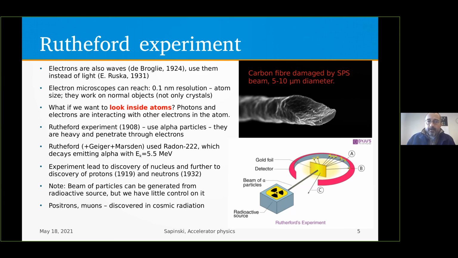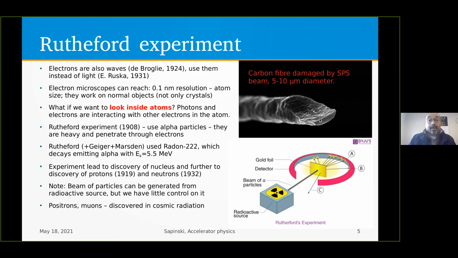Electron microscopes can reach resolutions which allow basically to see single atoms, 0.1 nanometer, so 1 angstrom is basically the size of the atom. And they work on normal objects. You don't need to have a crystal, right? They actually do microscopy. What if you want to look inside the atoms? Well, photons and electrons interact with other electrons in the atom. So you need something heavier, some particle which will not be stopped by this electron shell in the atom.